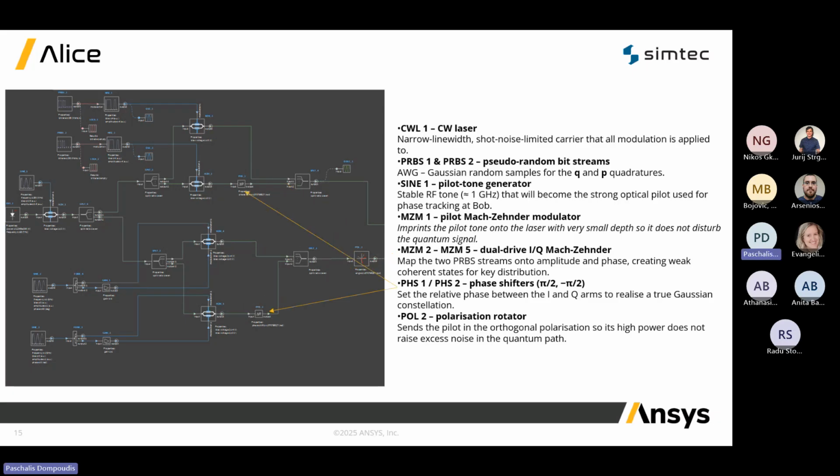Then we have a pair of phase shifters that keeps the two arms in perfect quadrature, so the constellation is truly Gaussian. And finally, a polarization rotator that will turn the pilot's polarization by 90 degrees. So now the pilot and the quantum signal share the same fiber, but stay in orthogonal polarizations, which lets Bob separate them cleanly afterwards when he receives the signal.